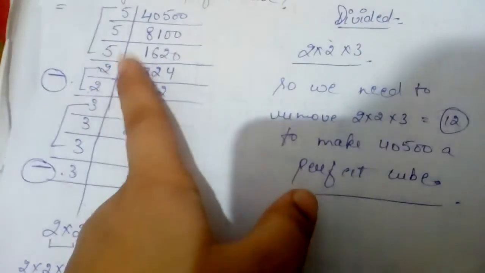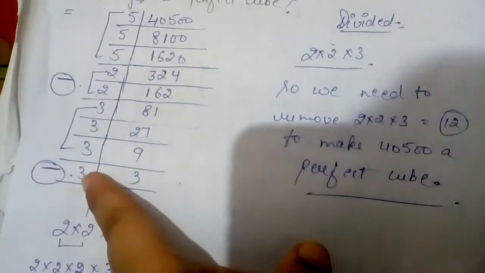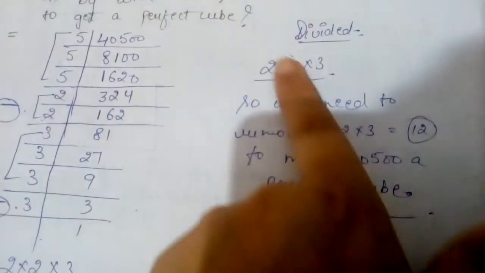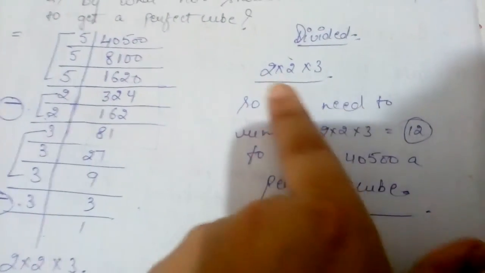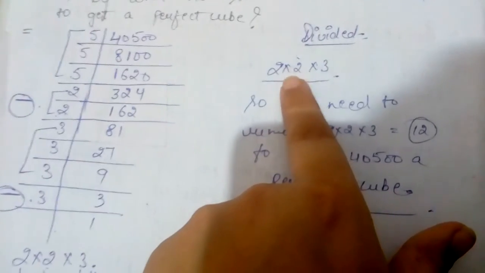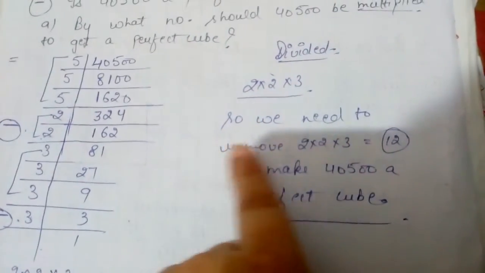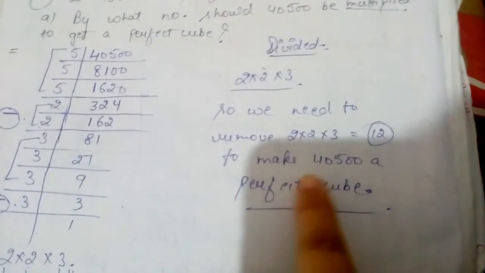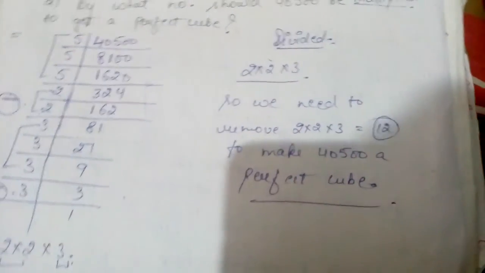This means there are 2 2s and one 3, so we will remove the 2 2s and the one 3, meaning we divide by 2 2s and one 3. It means 2 into 2 is 4, 4 into 3 is 12. So we need to divide by 2 into 2 into 3 is equal to 12 to make a perfect cube. Okay, thank you.